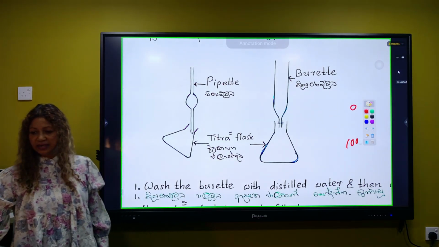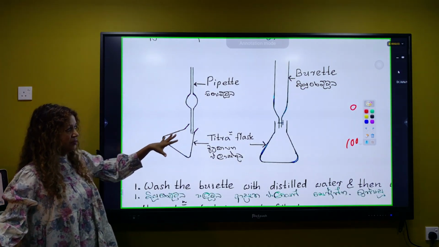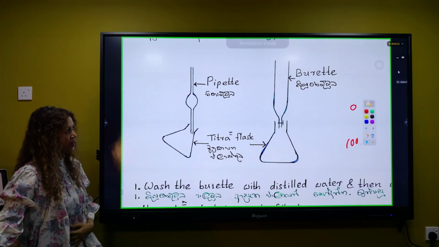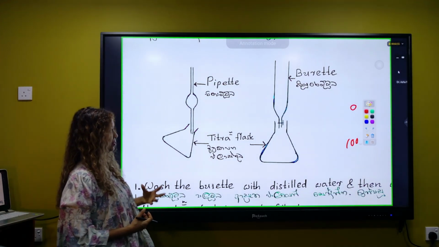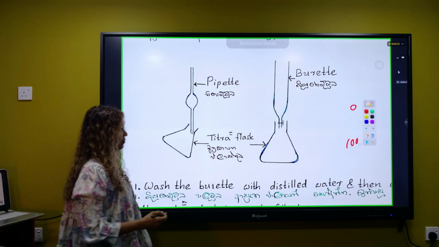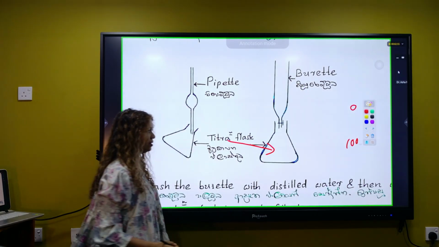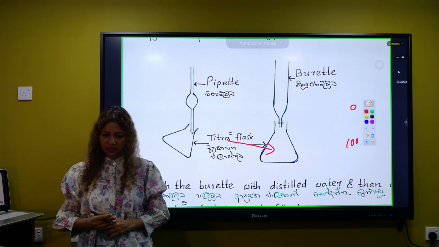Okay, so now let's say we need to clean these instruments and then fill solutions into them. What are the processes we are using? Let's say we are cleaning the titration flask. This is the titration flask. To clean the titration flask, we are using only distilled water.